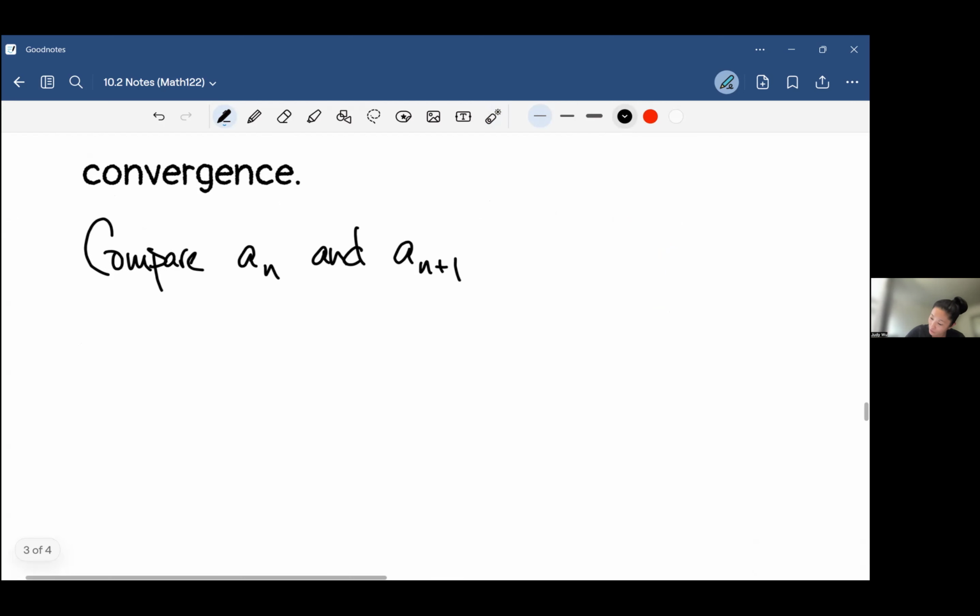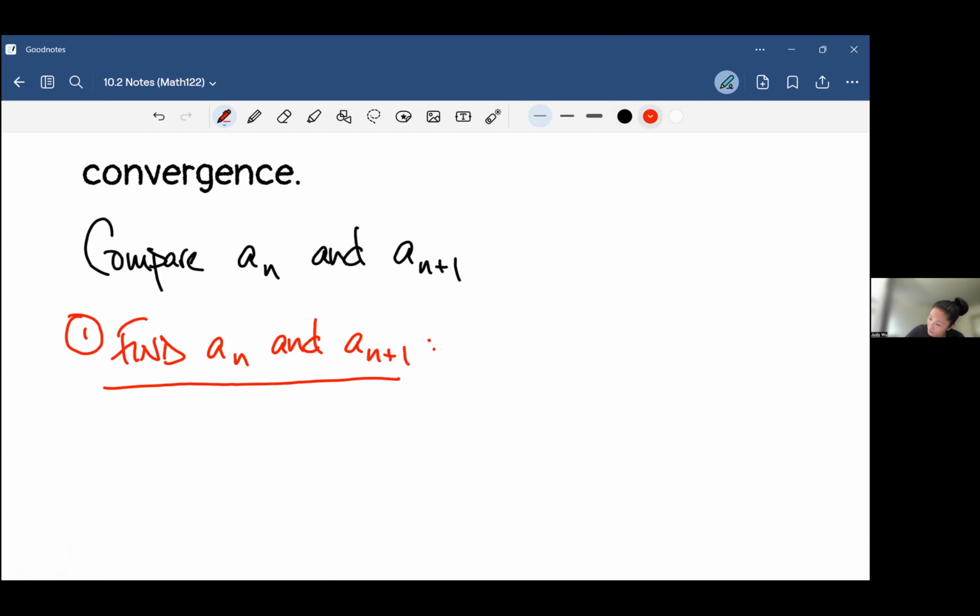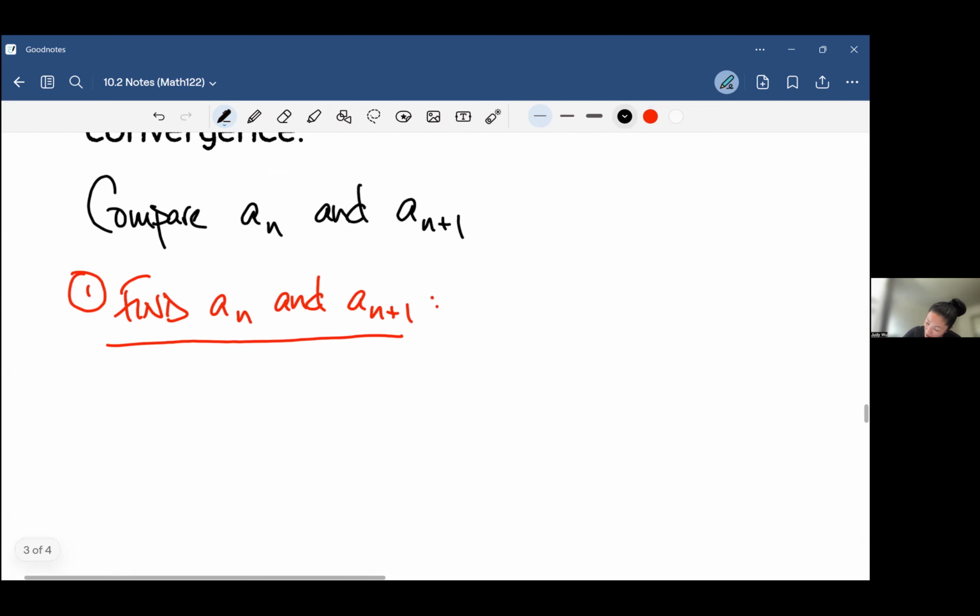Step 1, we're going to find our a sub n and our a sub n plus 1. Now the a sub n is pretty straightforward as long as you read through and find the coefficient that has the n. In our case, that was 2 to the n over n factorial. Now we have to find our a sub n plus 1.